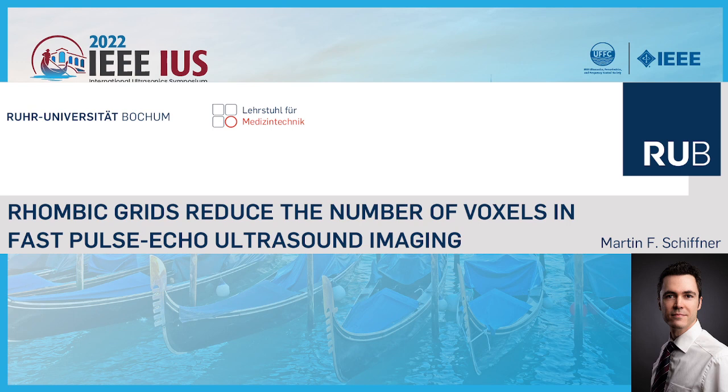In this poster, I would like to introduce rhombic grids that reduce the number of voxels and thus the computational costs and the memory consumption in fast pulse echo ultrasound imaging.